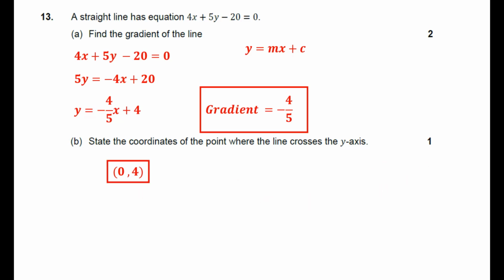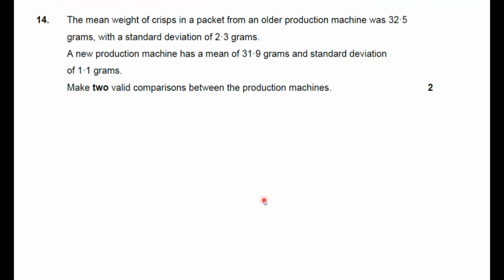Okay, on to number 14. We're told to make 2 comparisons between the production machines for this information. Well, let's see what we've got. We've got a mean of 32.5 grams. The new machine, it's gone down, so the average has gone down. But the standard deviation was 2.3, now it's 1.1.